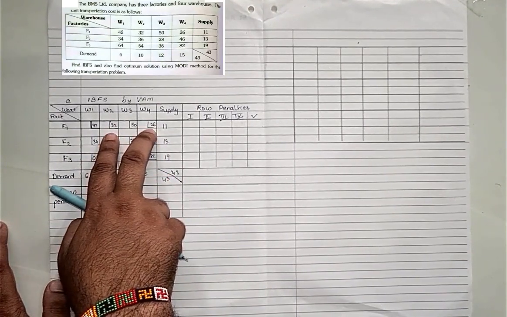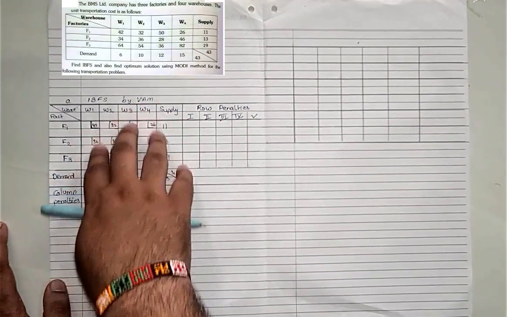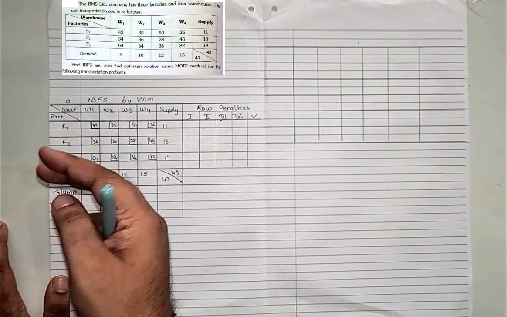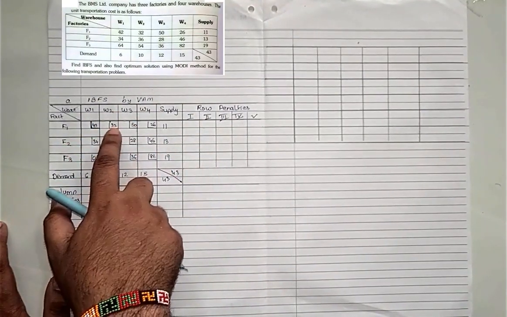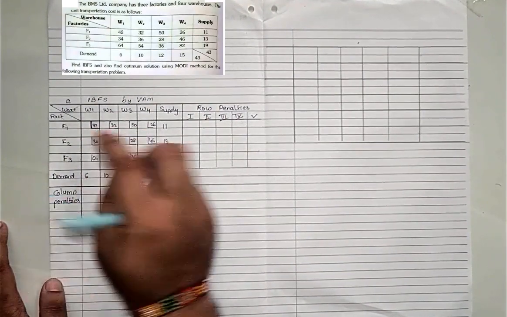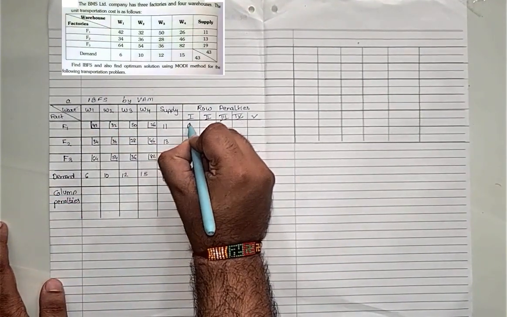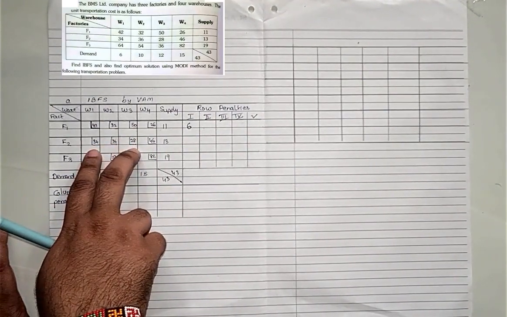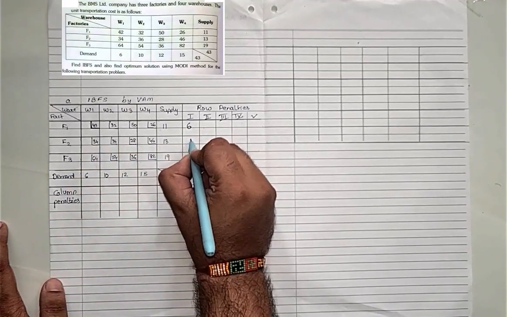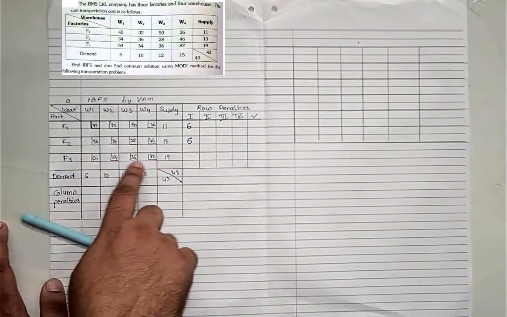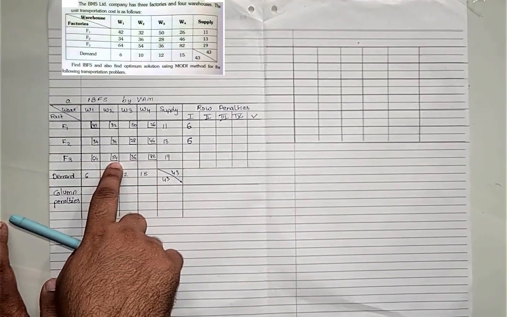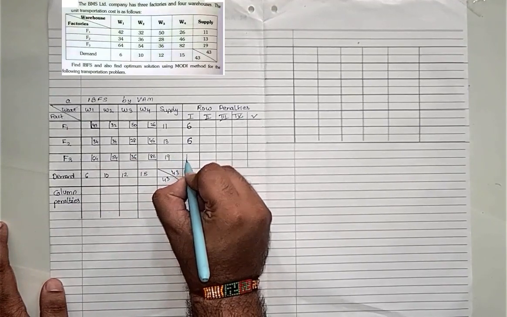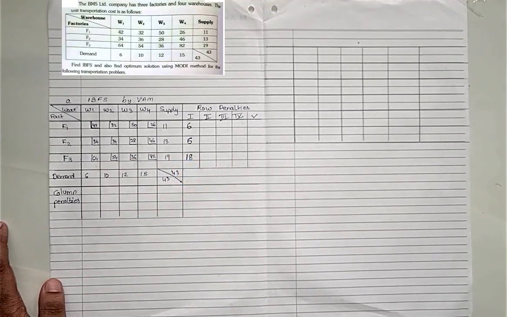The difference between the two lowest costs is nothing but the row penalty, and similarly for the columns, the difference between the two lowest costs is the penalty. So 32 and 26 are the two lowest ones, so the difference is 6. Now the two lowest are 28 and 34, so 34 minus 28 is again 6. Next it is 36 and 54, and 54 minus 36 is 18. So we note it down as 18. All the rows are done.